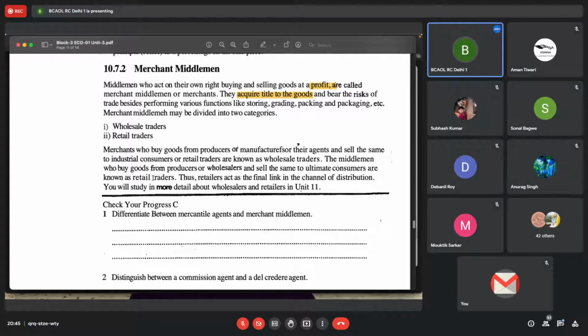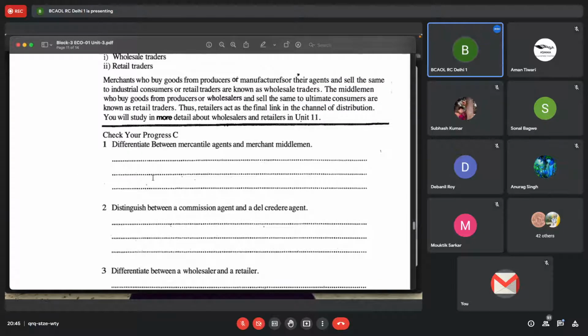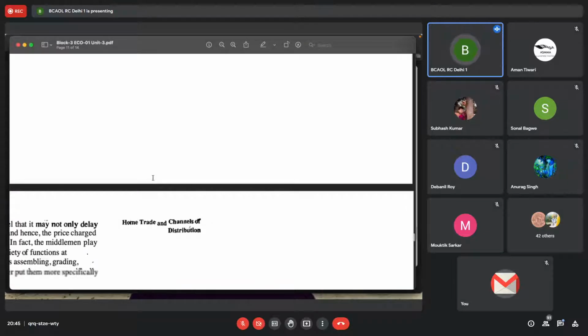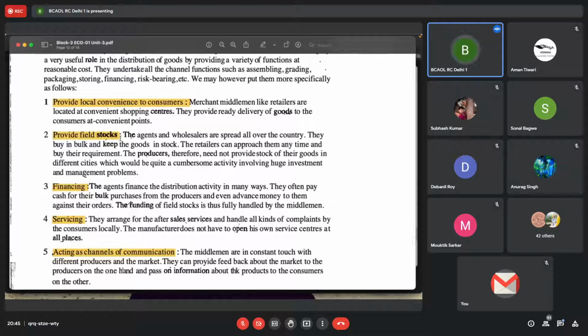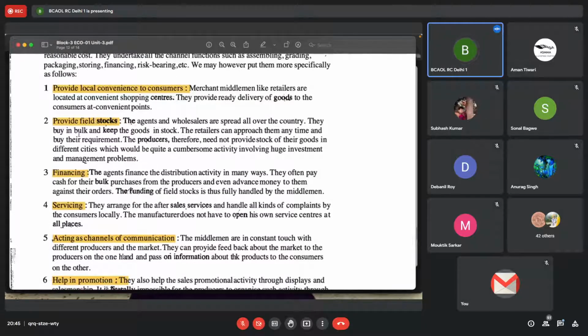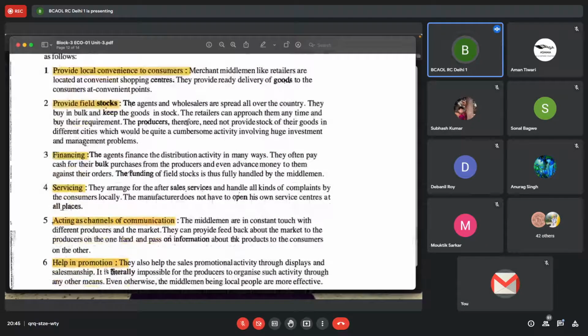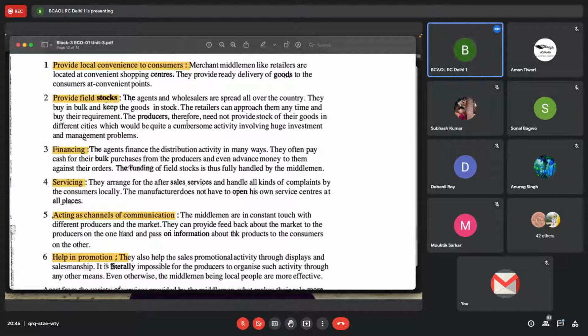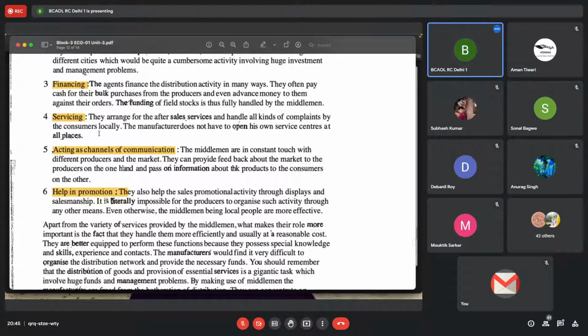All right. So wholesaler and retailer, role of middleman. Again, I won't be repeating, this is almost similar points. That it's convenient to customers. They provide field stocks. I just said that whenever you require the product, you just go to the wholesaler and you can buy it. Financing, I was telling that they buy in bulk and pay advances. They provide after-sales services and a communication channel.